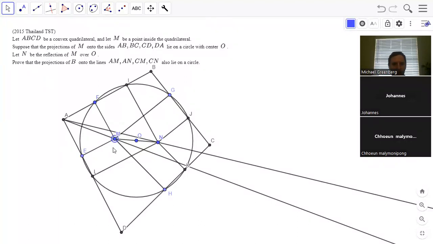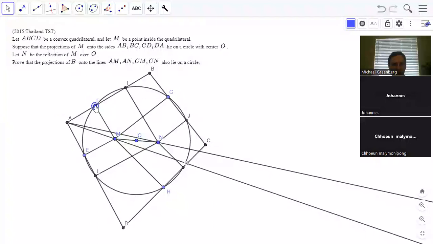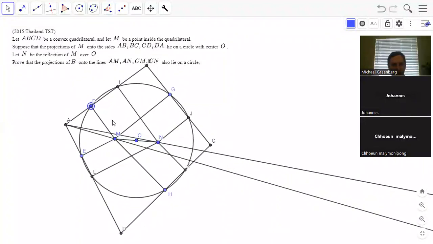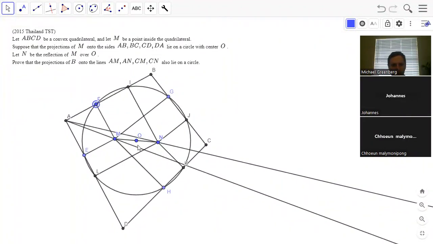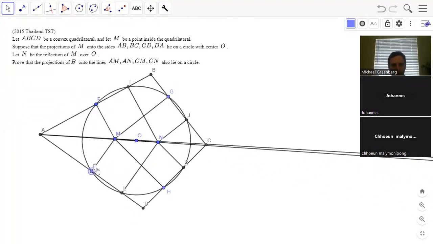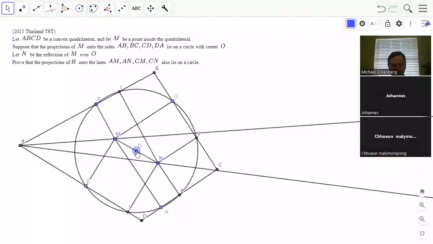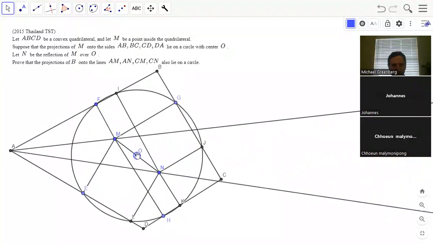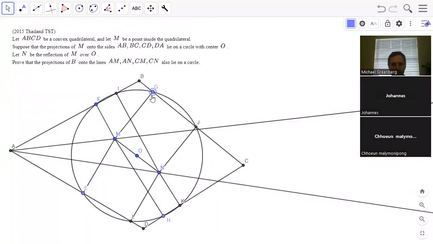So I want to make A and C a little higher up. Let me think of a way to do that. I think what I want is, okay, so C, I want C to be a little higher. There we go. That looks a little better.